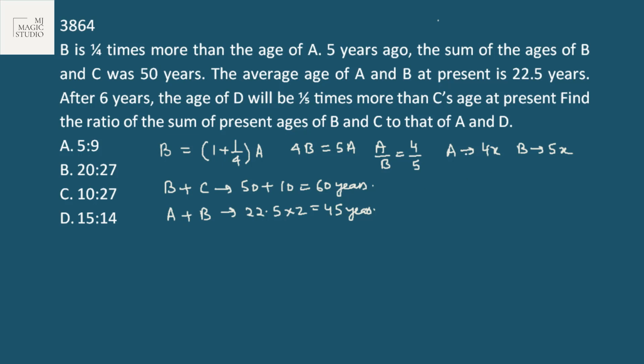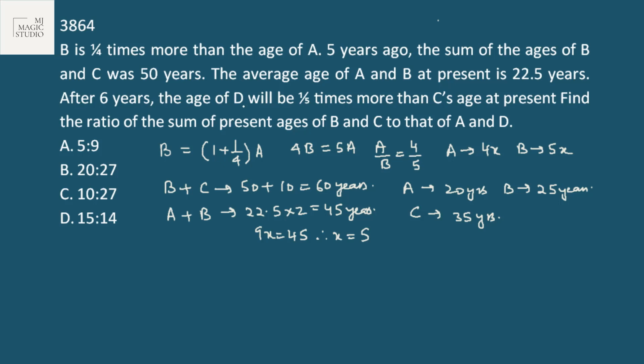So A plus B is 45. We know that A is 4x and B is 5x. That is 9x. 9x is 45. Therefore, x is 5. So age of A is 4 into 5, that is 20 years. B is 5 into 5, 25 years. Now B plus C is 60. B is 25, therefore C is 60 minus 25, that is 35 years. Now we have the actual ages of A, B and C.